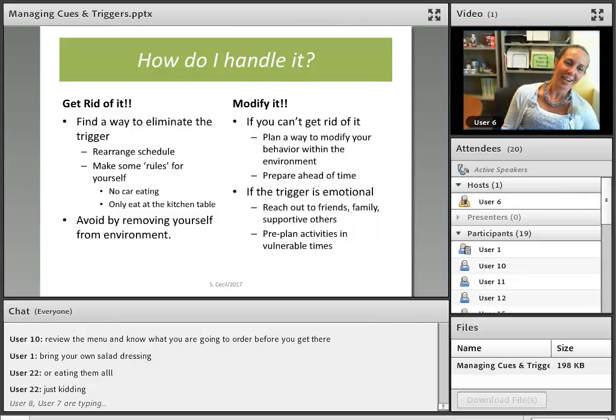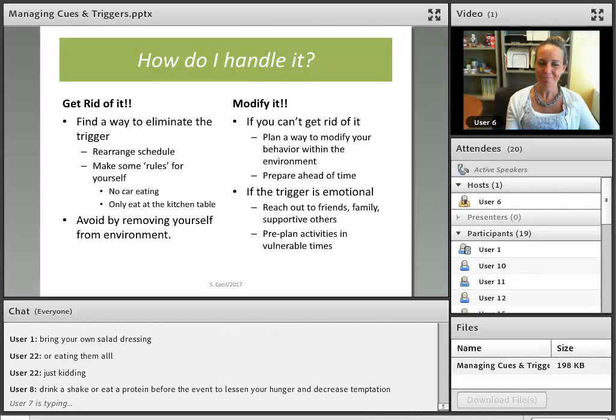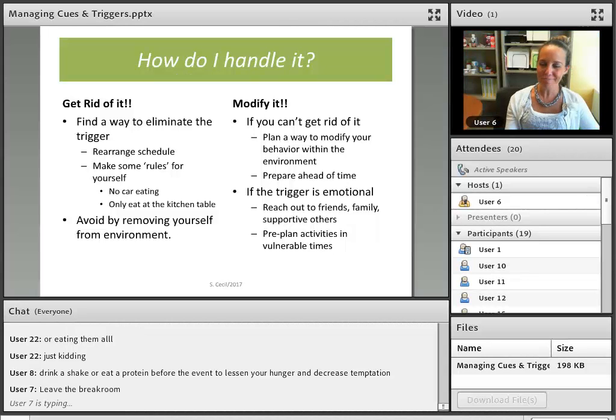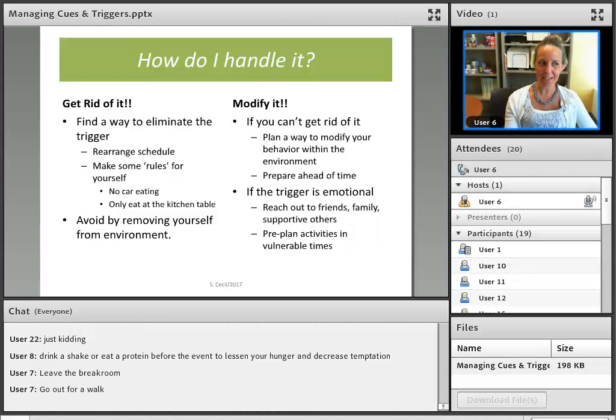Someone just said eat them all. That is another way of eliminating the cue, or I don't know if it's quite eliminating, but anyway, that's a funny response.